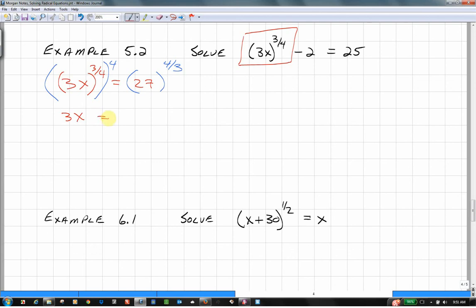So we can think about it like this. We've got 27, the cube root, then to the 4th power. The cube root of 27 is 3. 3 to the 4th is 81. So I would have x is equal to 27.